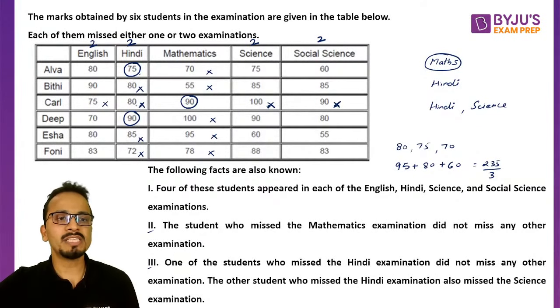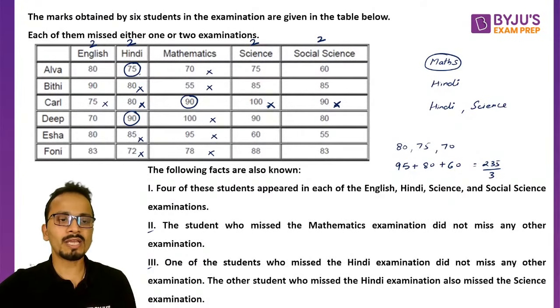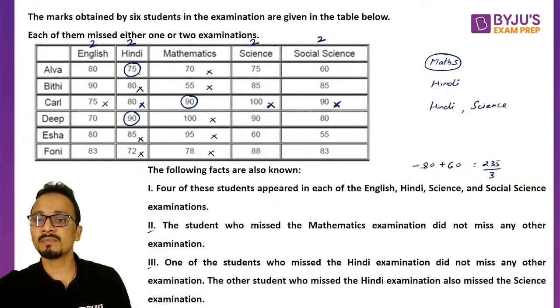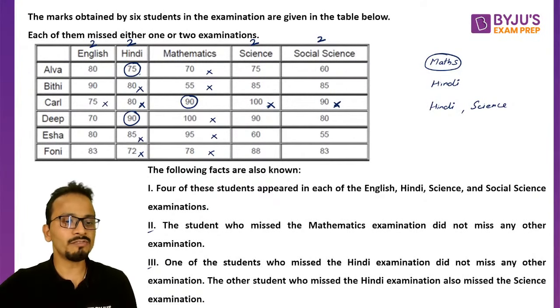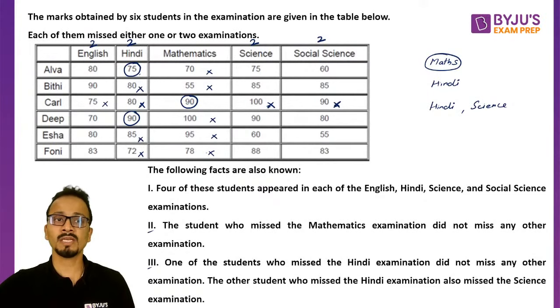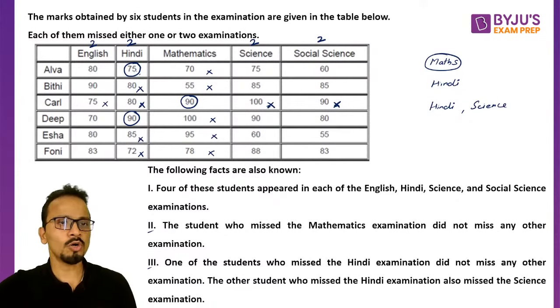Now, Alva has missed Hindi, Deep has missed Hindi. There was one person out of the two who have missed Hindi that has also missed science examination. Now, can these two people miss science examination? We already know that if a person misses two examinations, then the marks given in those two examinations will be equal. So Alva, yes, Alva can miss science because Hindi and science for Alva are equal. Similarly, Deep can also miss science because for Deep, Hindi and science are equal.